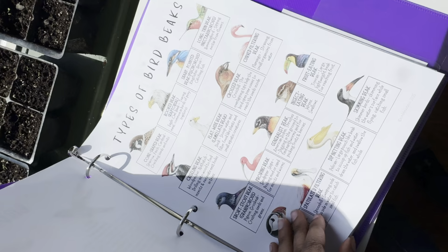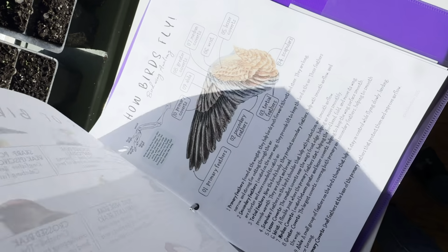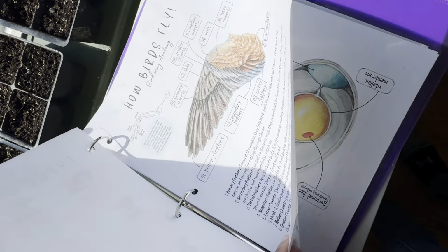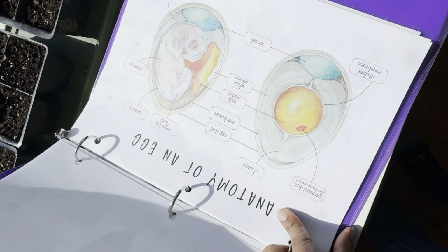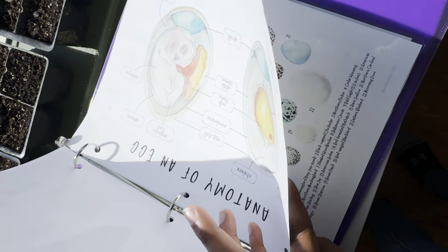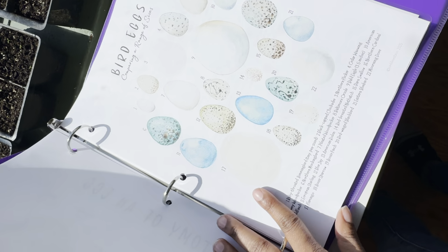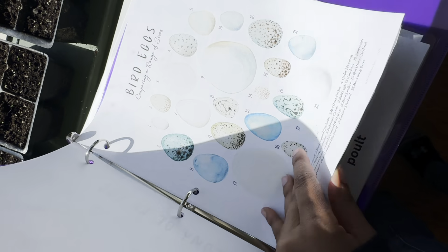We're going to talk about the types of birds' beaks and how birds fly. And we're just going to quickly go over the anatomy of an egg, just so they can have an idea, and different kinds of bird eggs.